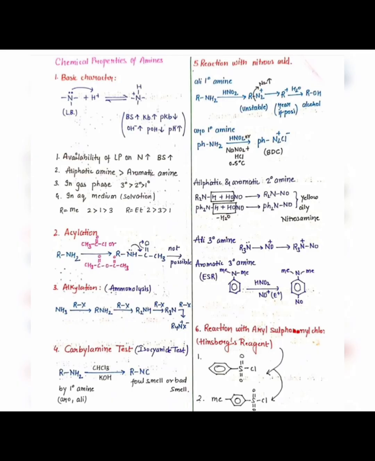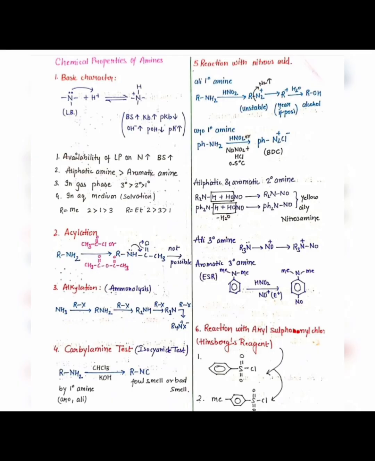The fourth and important chemical property of amine is the carbylamine test, which is also called the isocyanide test. This test is only given by the primary amine. Similarly, secondary and tertiary amines do not give any reactivity towards the carbylamine test. When primary amine reacts with chloroform in presence of excess of basic medium like NaOH or KOH, it will form foul smelling isocyanide as the final product.